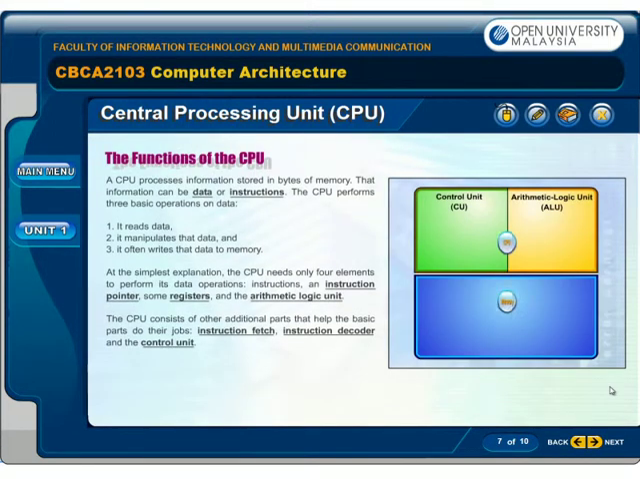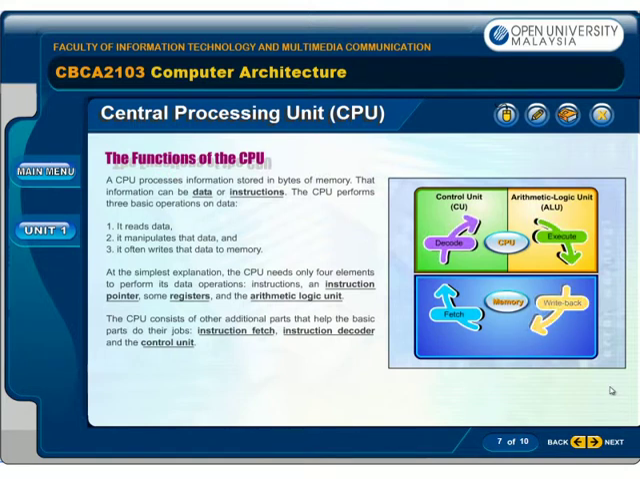A CPU processes information stored in bytes of memory. That information can be data or instructions. The CPU performs three basic operations on data. It reads data, it manipulates that data, and it often writes that data to memory. At the simplest explanation, the CPU needs only four elements to perform its data operations: instructions, an instruction pointer, some registers, and the arithmetic logic unit.